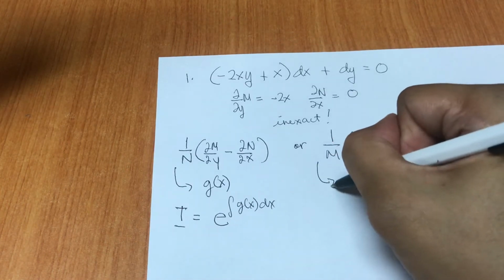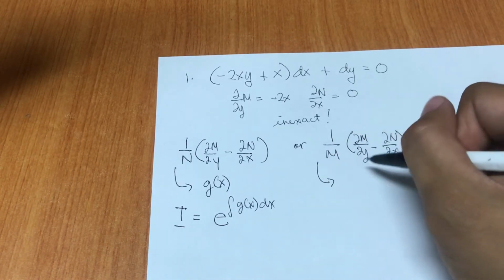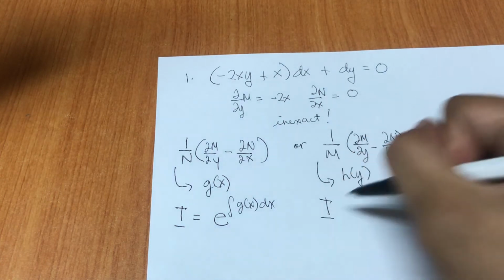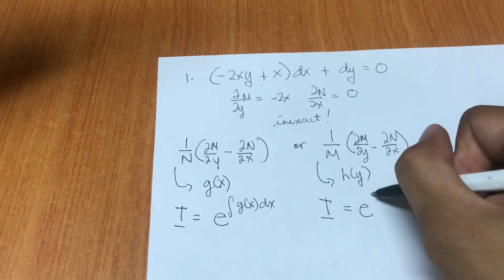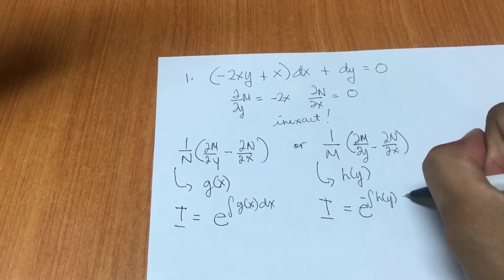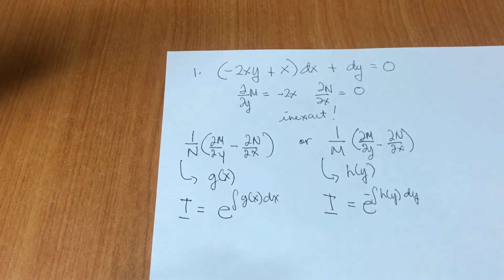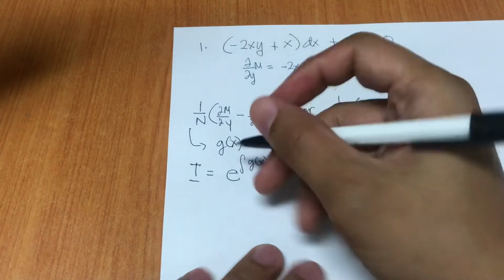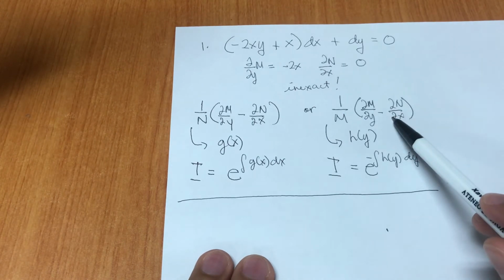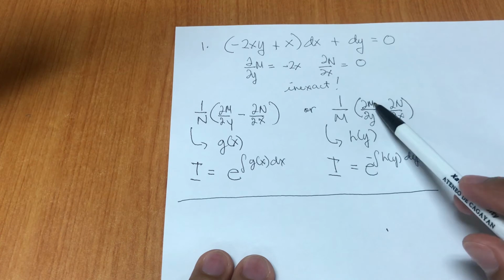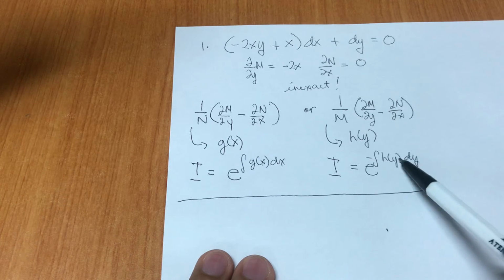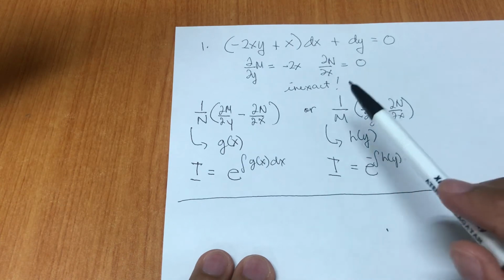If the outcome of this one is a function of y alone, we'll use this formula I is equal to e to the power of integral negative h of y dy. So question, what if kani nga equation atong gigamit and ang output ani is a function with respect to x? So clearly we could not use this, no? So there are examples nga ana may tabo.